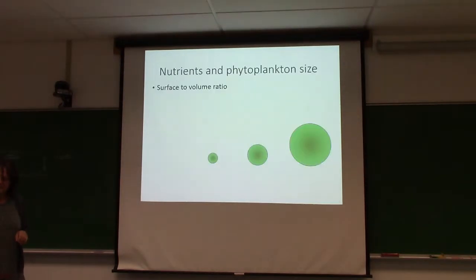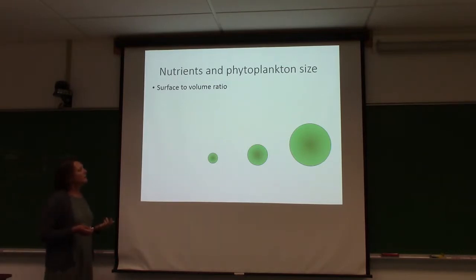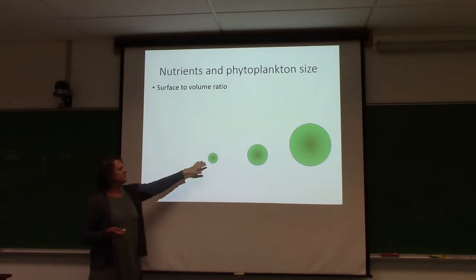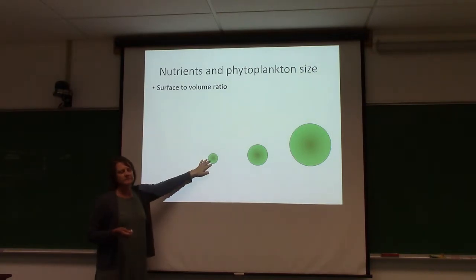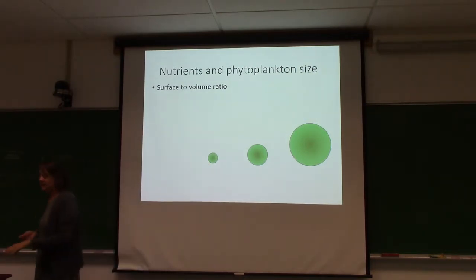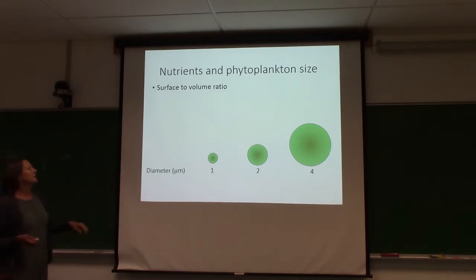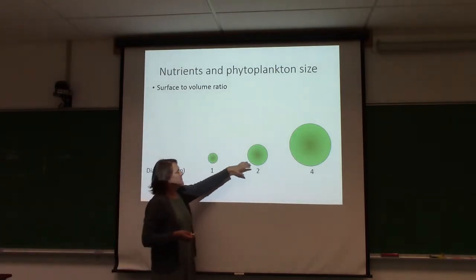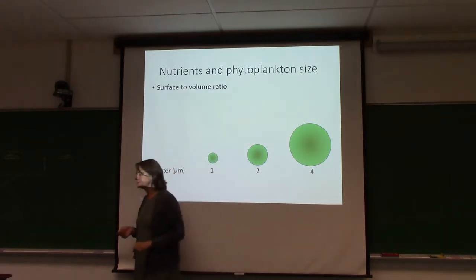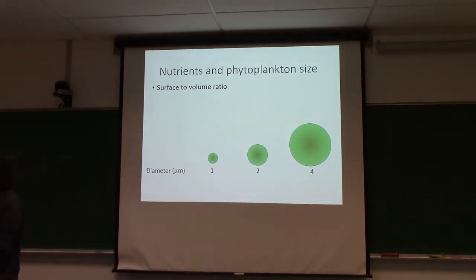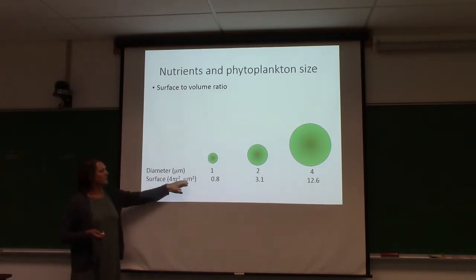And so what I want you to think about is phytoplankton size. This relates back to what Emmanuel was talking about. We're assuming spheres because the math is easy, and I want you to think about the surface to volume ratio. So let's consider a couple of cells that have a 1 micron diameter, a 2, and a 4. You can calculate the surface area in microns squared, and you can calculate the volume.